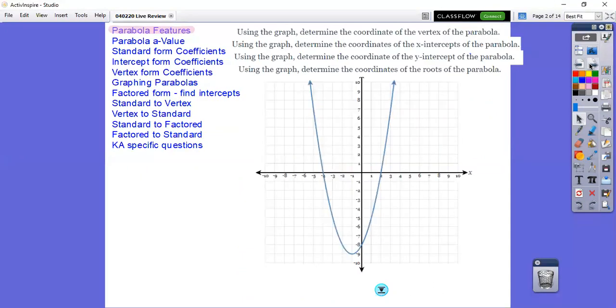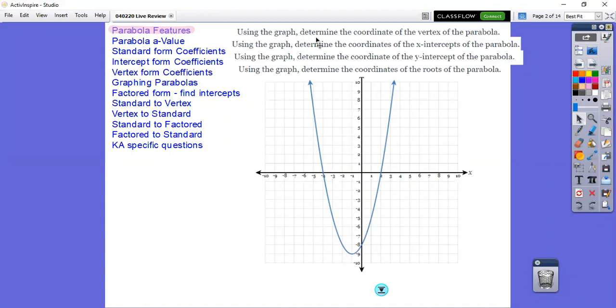Okay, so if we get started here, it would help if I had my board on. But if we get started here, the first question is about parabola features. And there's essentially four different types of questions that can be asked. Hold on one sec. Okay. Sorry, I've got two devices, and so I'm hearing myself play back here. That's okay, I'll ignore it.